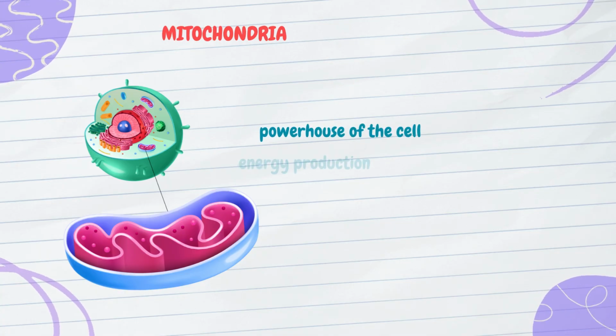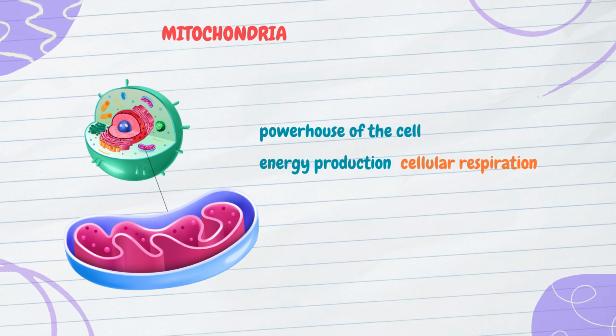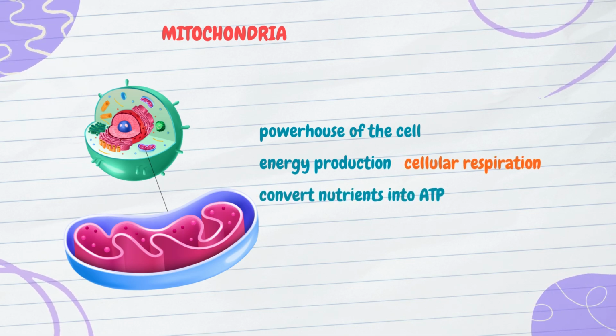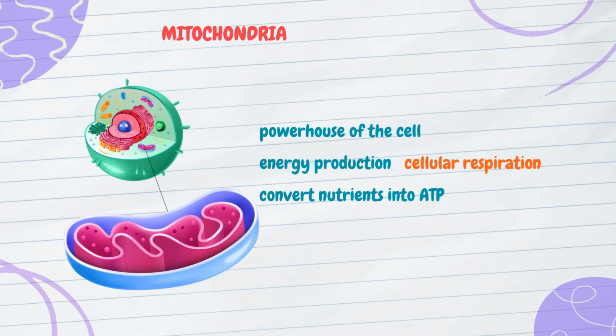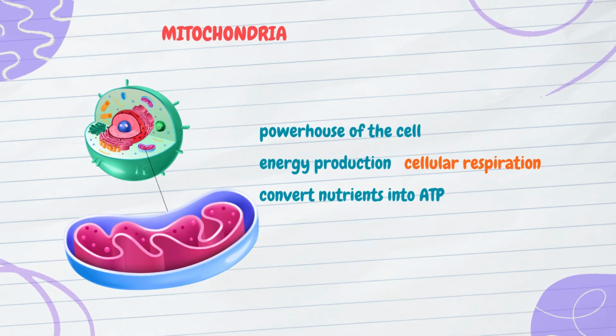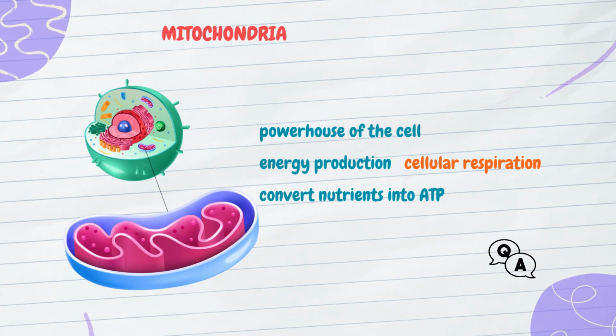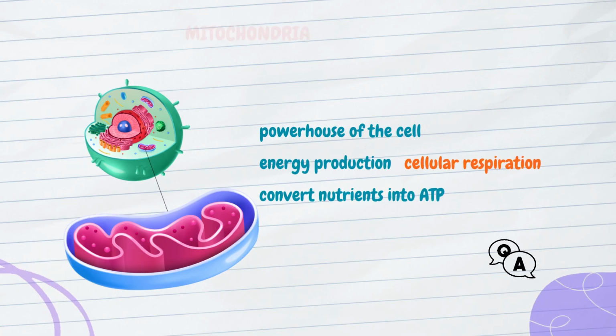Mitochondria are responsible for energy production through a process called cellular respiration. They convert nutrients into ATP, or adenosine triphosphate, the molecule that stores and transfers energy within the cell. Challenge 4. What would happen if mitochondria stopped producing ATP? How long could a cell last without energy?